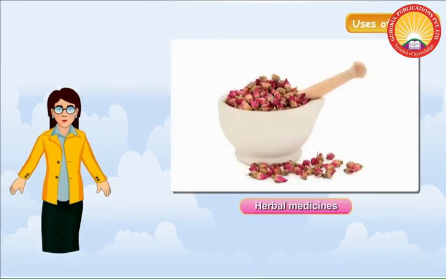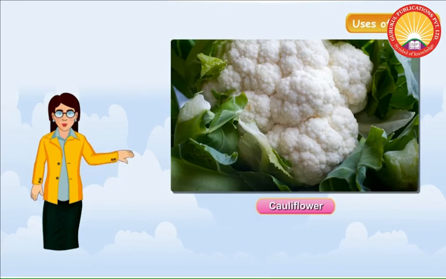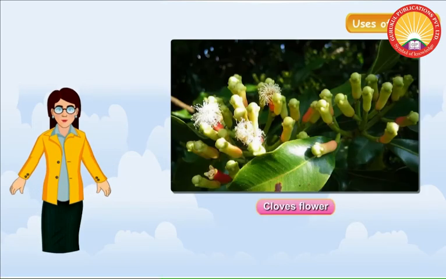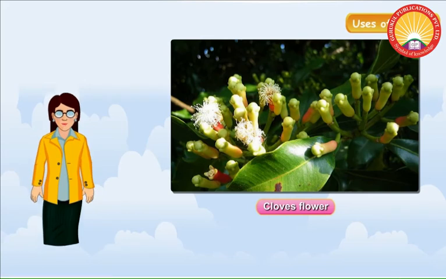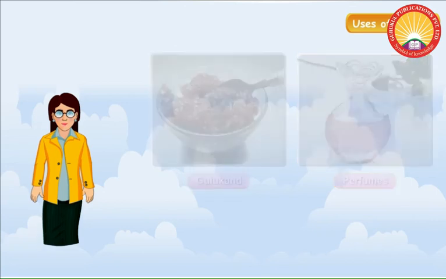Some flowers are used as herbal medicines. Some flowers are used as vegetables like cauliflower. Cloves are dried flower buds of clove tree. Rose is used to make gulkand and perfumes.